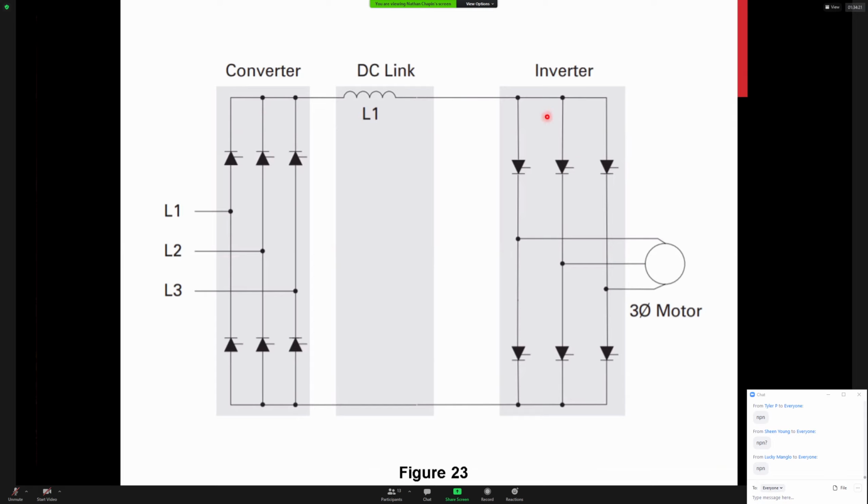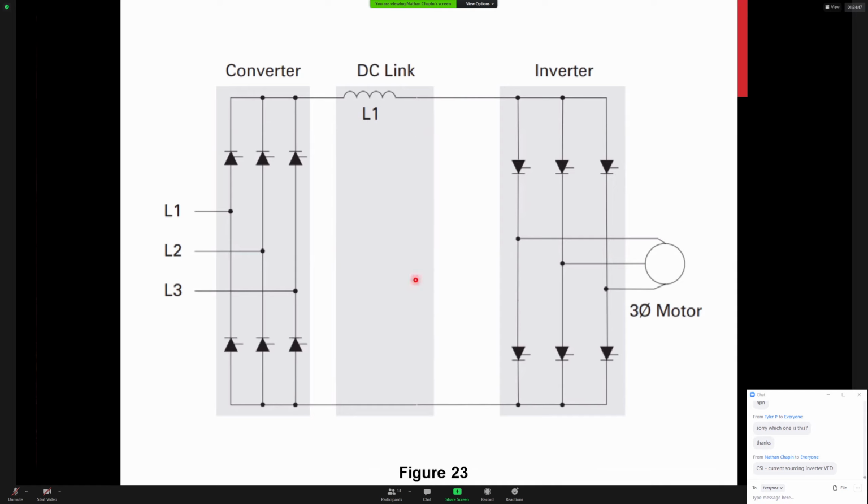And it has the same disadvantages as the VVI inverter does. Torque pulsation, which causes cogging of the motor. So this is a CSI, or current sourcing inverter.